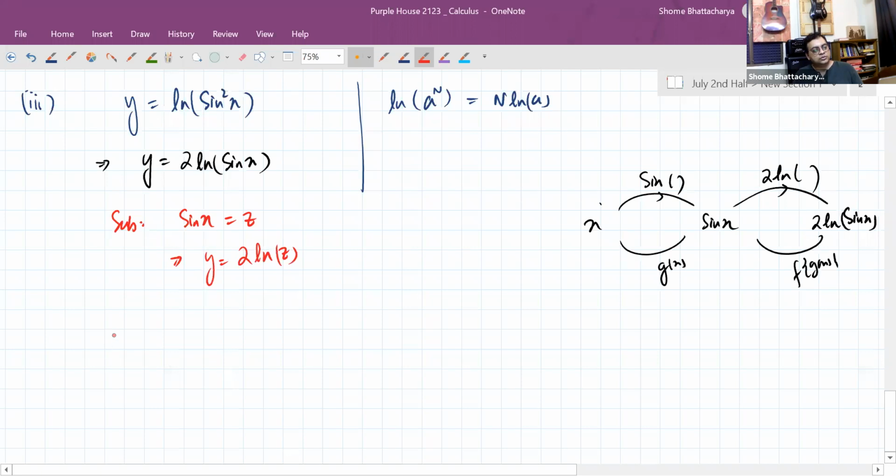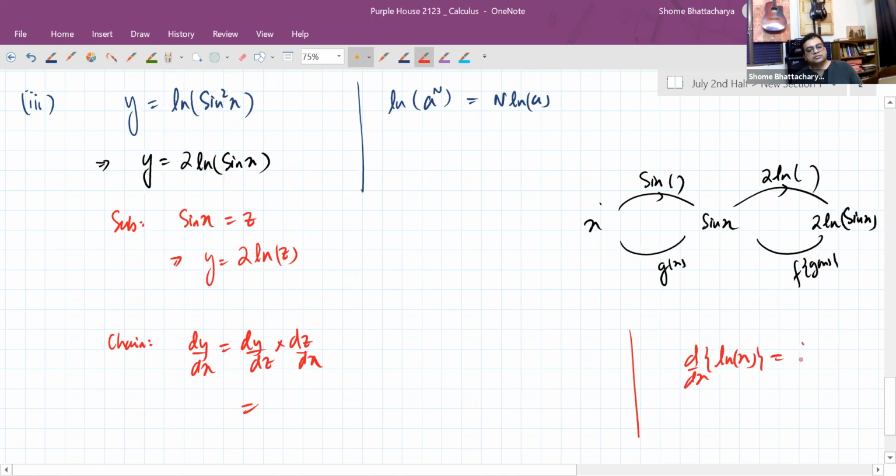So next our chain rule. dy by dx is equal to dy by dz into dz by dx. So this is your y, 2 times ln z. So differentiation of ln x is 1 by x. We saw this as a formula last time. So likewise, differentiation of ln z with respect to z. Just the name of the variable is changed to z. Rest the formula is the same. So this first thing is 1 by z, and then z is sin x. So differentiation of sin x is cos x.